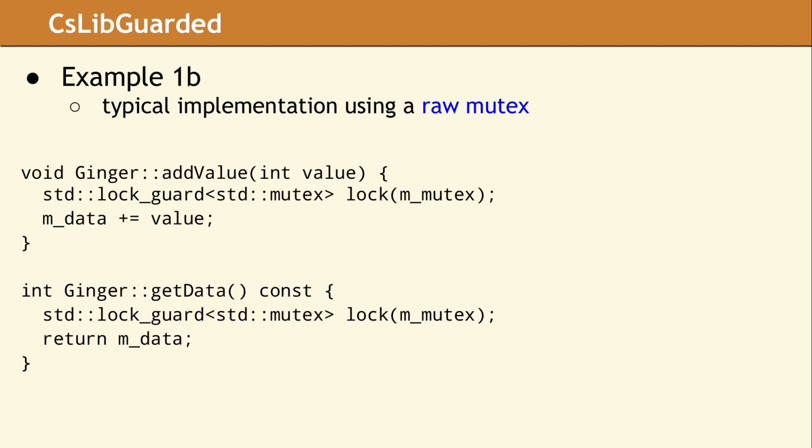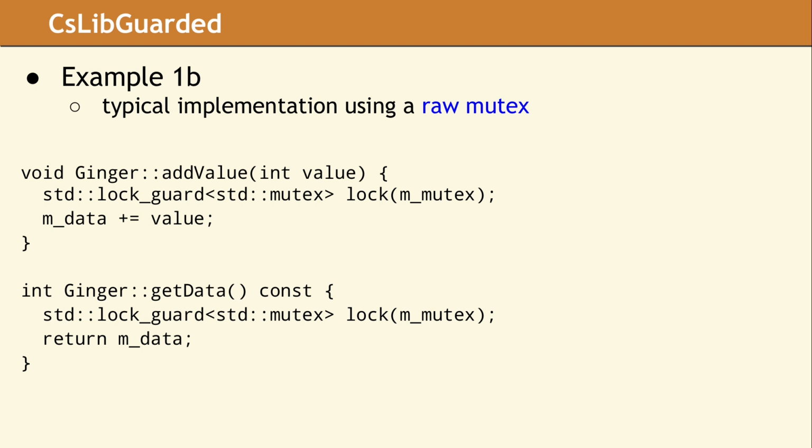The implementation of these two methods is pretty short. In both cases, we acquire a lock on the mutex and then do something. In addValue, we add the value of the passed parameter to m_data, and for getData, we simply return the current value of m_data. Even with these simple methods, there are several potential threading issues you must be aware of.